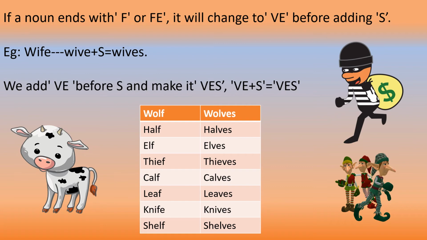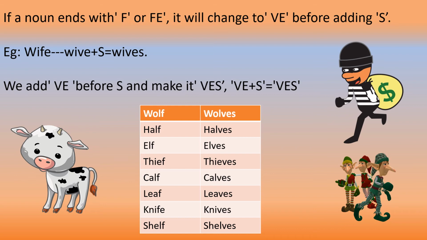If a noun ends with f or fe, then f and fe will change to ve before adding s. Example, wife. The singular noun wife ends with fe. So, drop the fe and add ves. Wive plus s is wives. Wife, wives. We add ve before s and make it ves. Ve plus s is ves.